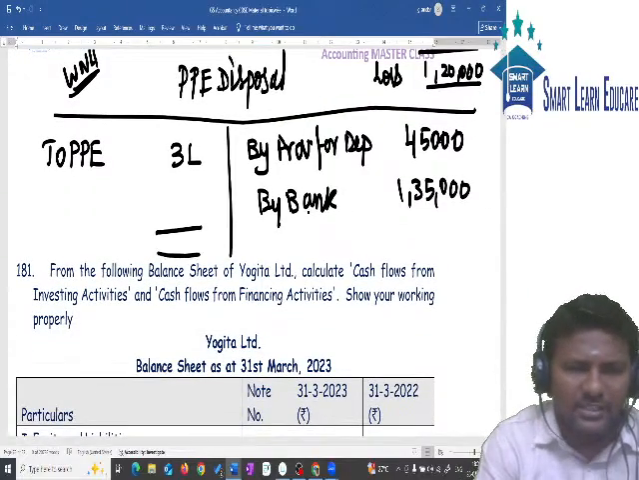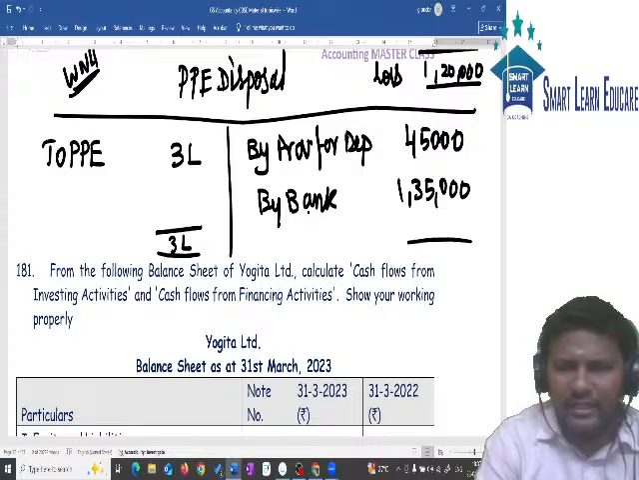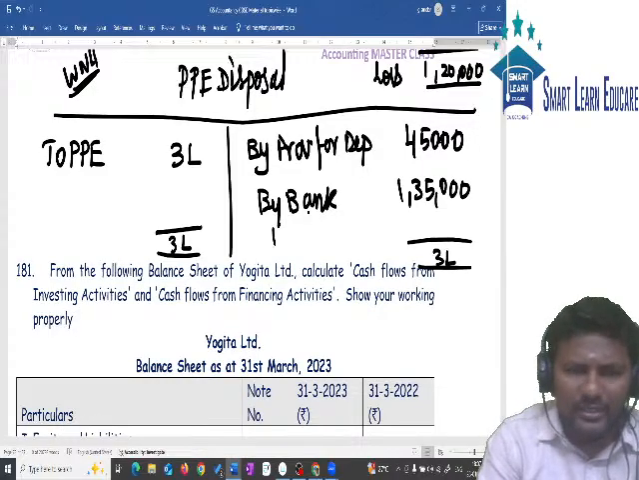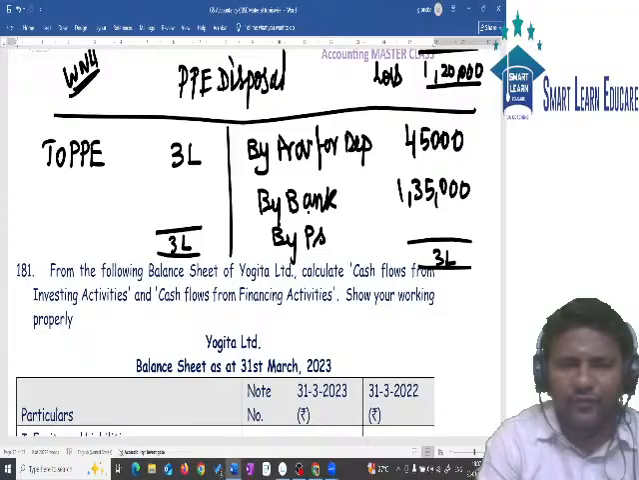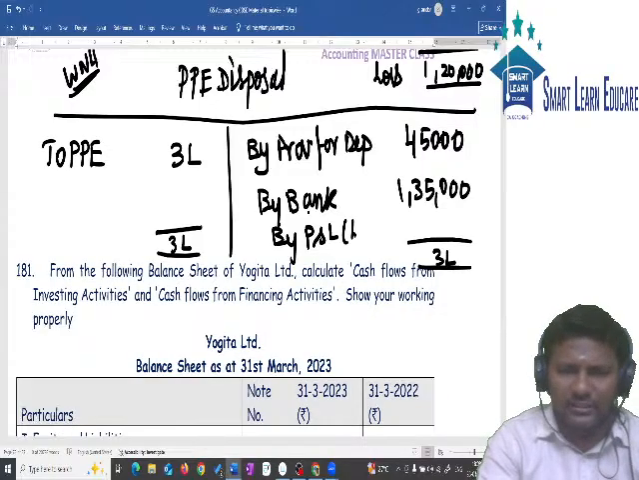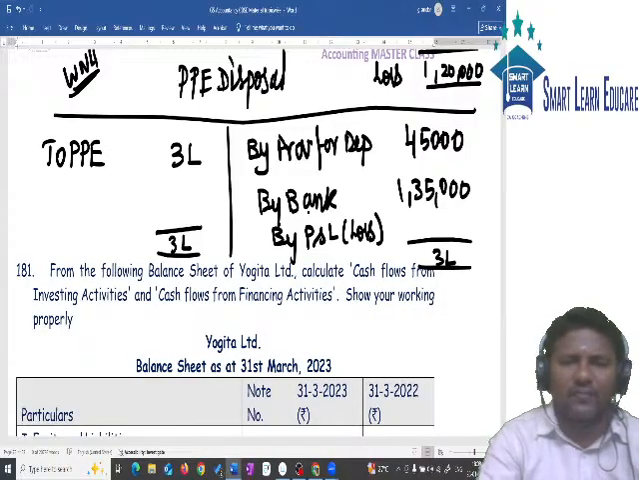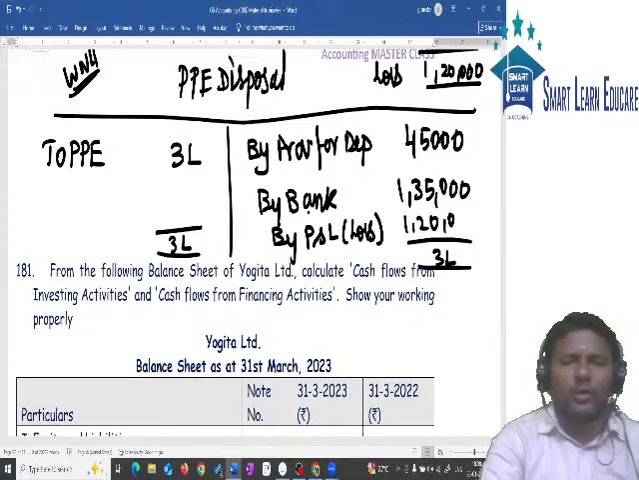This 1 lakh 20,000 loss we will find as a balancing figure in this asset disposal account. It means the debit side total is 3 lakh, and the credit side total is also 3 lakh. Whatever difference we get, we will write it as by P&L. This is nothing but loss on sale of asset. How much is the loss on sale of asset? Balancing figure, 1 lakh and 20,000.